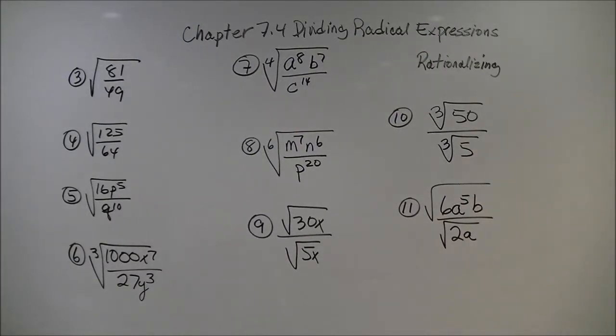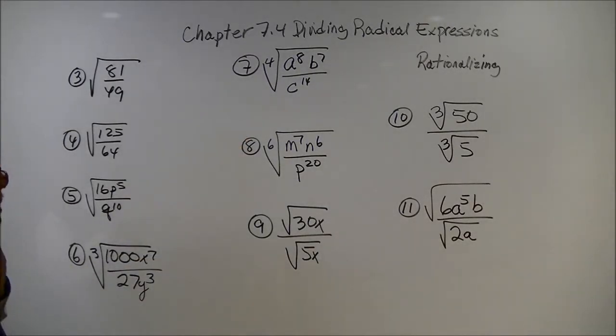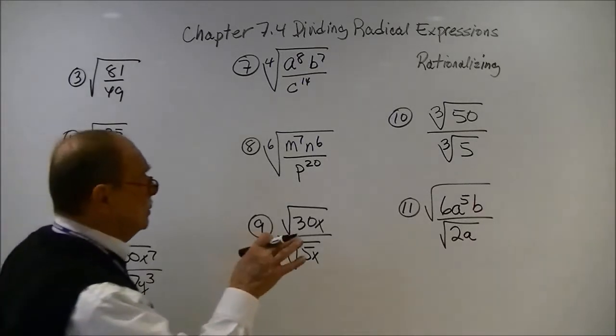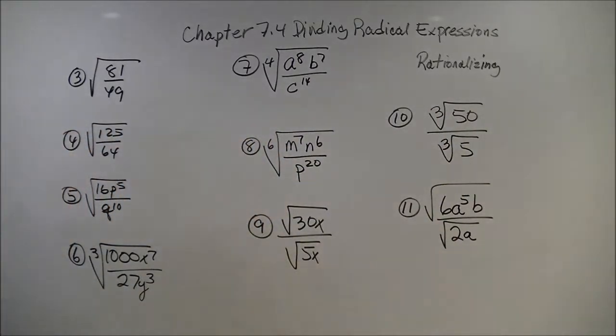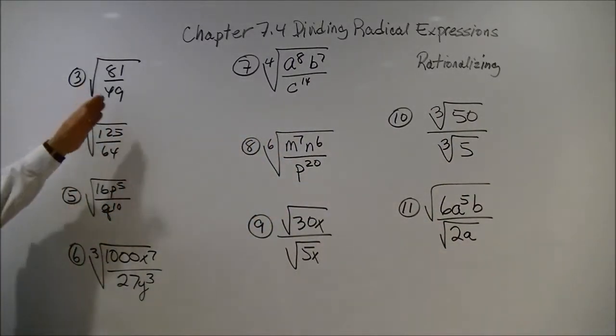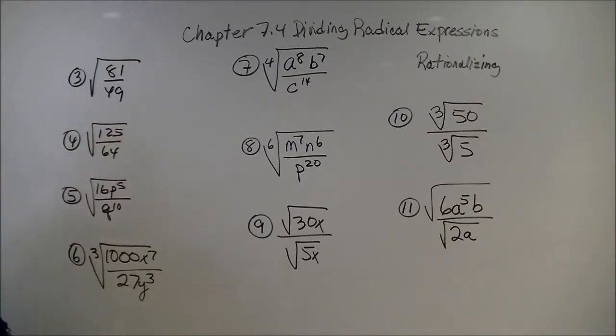Okay, we're going to start on topic 7.4, dividing radical expressions. And another key word we'll use later is rationalizing. But as we look at these fractions that are in radical form, what do you do? And the instructions, by the way, are they're only looking for the positive values.